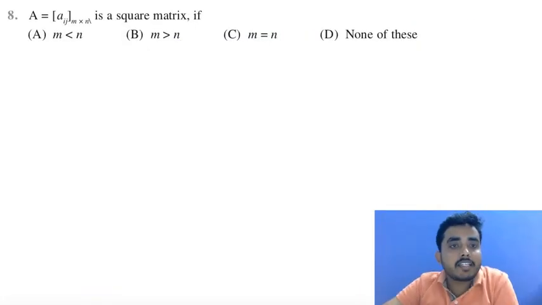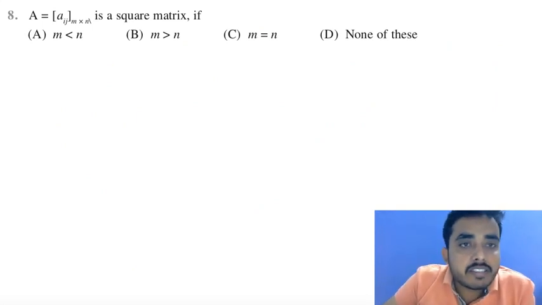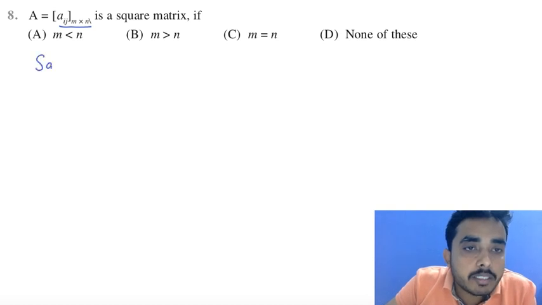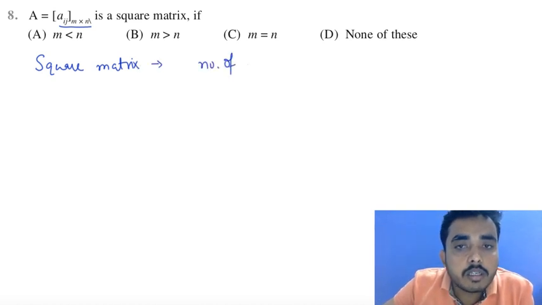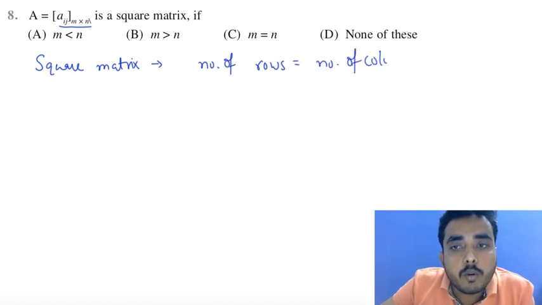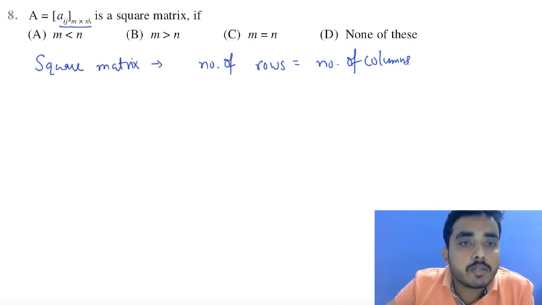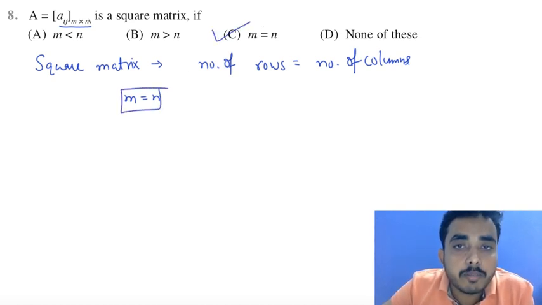So students, here is question number 8 on our screen, which states this is a square matrix. Now what is a square matrix? A square matrix is a matrix in which the number of rows equals the number of columns. So in this case m should equal n. So what will our answer be? Option number C. Okay, this was a very easy question. Now let's see question number 9.